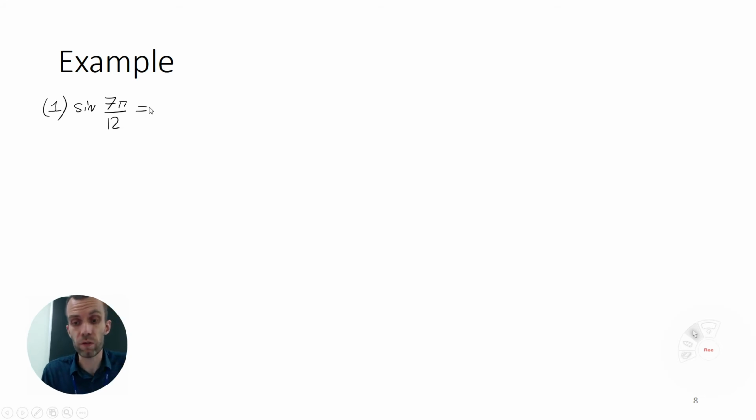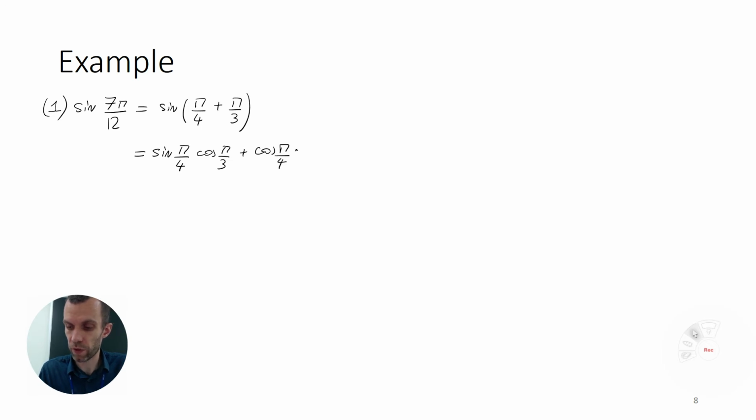So this is not a value that we're comfortable with, one from the table. But we can write this as, if you look at the fraction a bit, as pi over 4 plus pi over 3. And then applying the addition subtraction formula, what we get is that this works out to sine pi over 4 cosine pi over 3 plus cosine pi over 4 sine pi over 3.